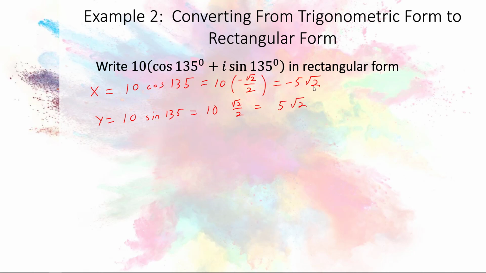And then in rectangular form, we will have negative 5 times the square root of 2 plus i times 5 times the square root of 2. And that right there is the rectangular form.